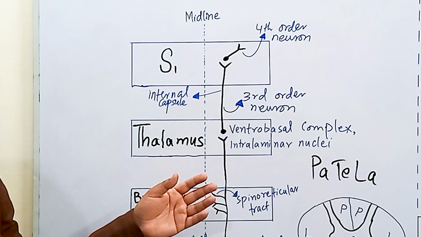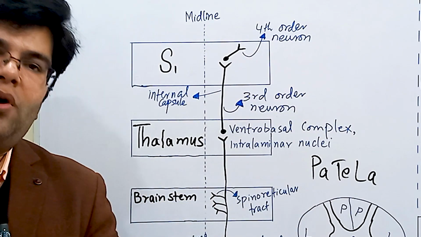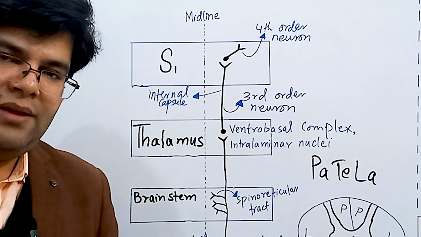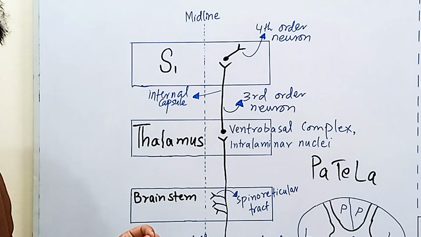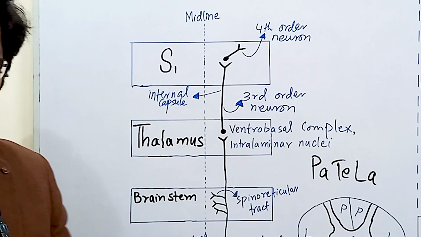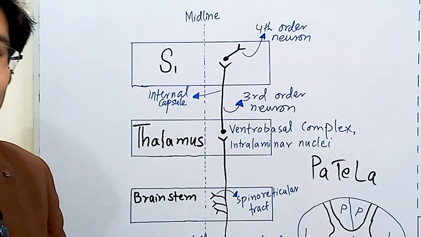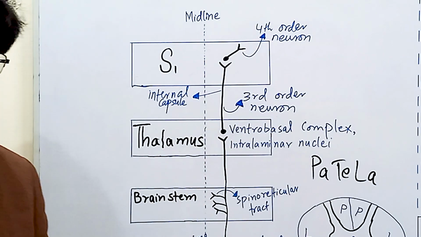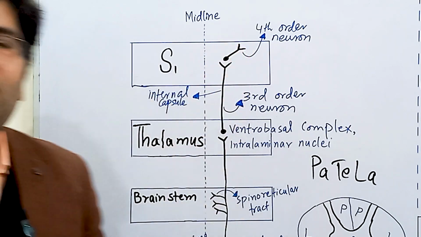These second order neurons synapse in the thalamus at two important nuclei. One is the ventrobasal complex, where VPL is an important nucleus, and VPL is the same nucleus, the ventral posterolateral nucleus, where the fibers of the dorsal column pathway make a synapse. Another type of nuclei here are the intralaminar nuclei in the thalamus, where the fibers coming from the reticular nuclei make a synapse. The third order neurons start from the thalamus and they project to the cerebral cortex, where fourth order neurons are present.